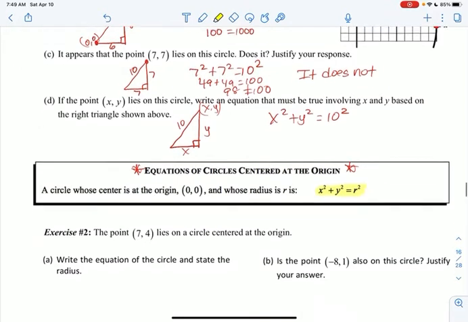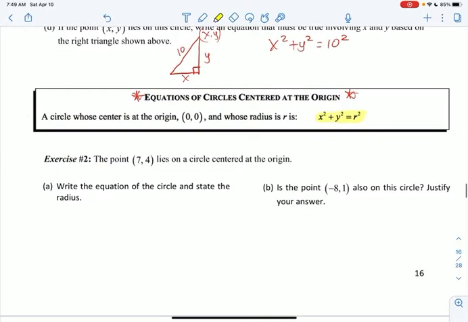All right, so let's look at exercise 2. The point (7, 4) lies on a circle centered at the origin. Write the equation of the circle and state the radius.